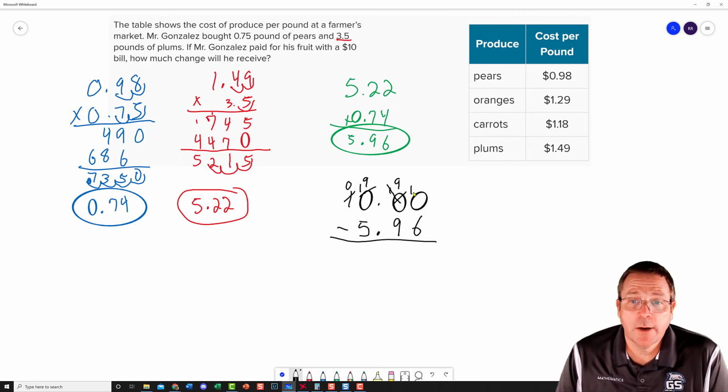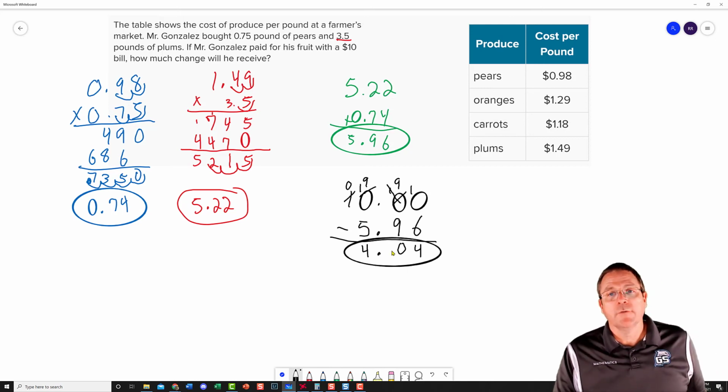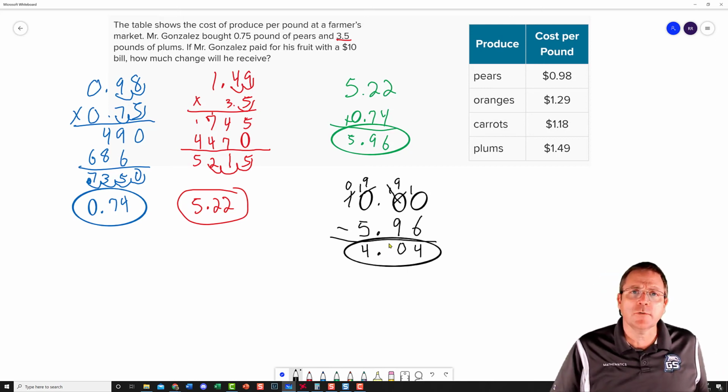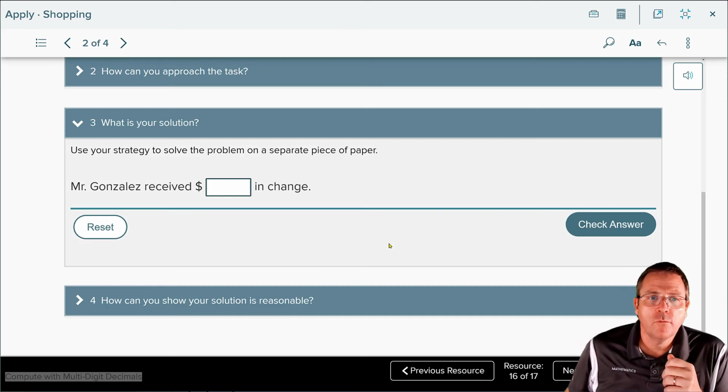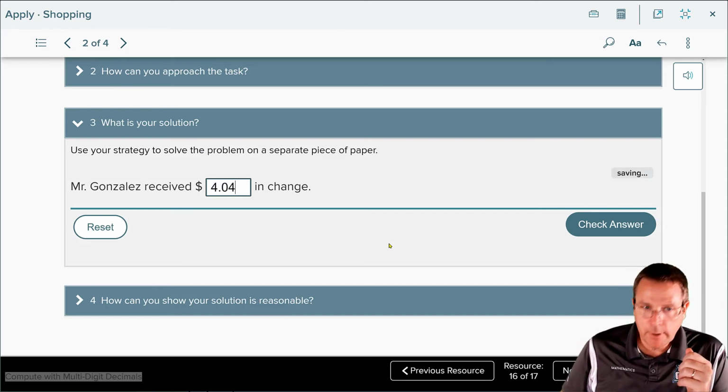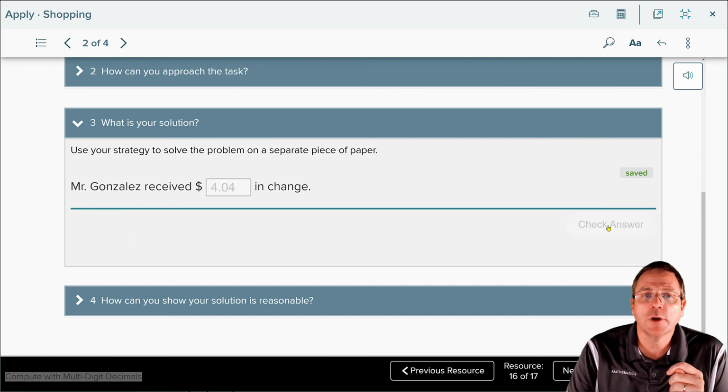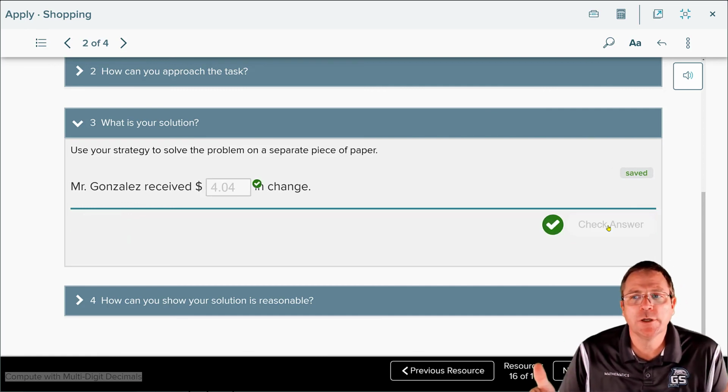So when we subtract all this out, 10 minus 6 is 4, 9 minus 9 is 0, 9 minus 5, that's going to be 4. He gets $4.04 left over for change. Let's check our answer. So we're over on the answer page. We're going to type it in, $4.04. Check our answer, and we checked well.